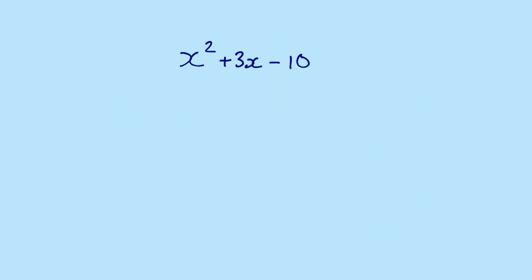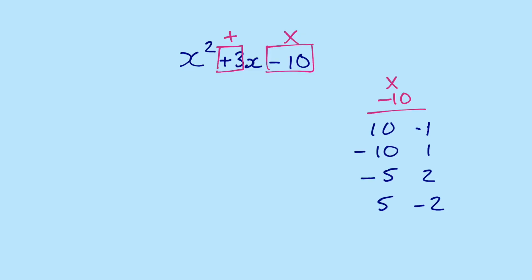Let's have a look at this one. So what adds to give plus 3 and times to give minus 10? So let's have a look. So here are my 4 pairs of numbers which will multiply to give minus 10. And of those 4 pairs, these two will also add to give me plus 3.